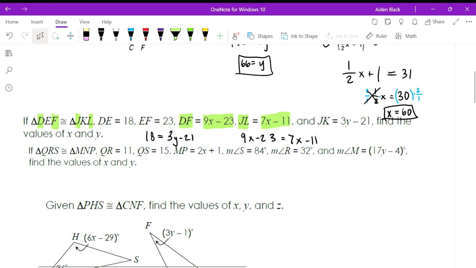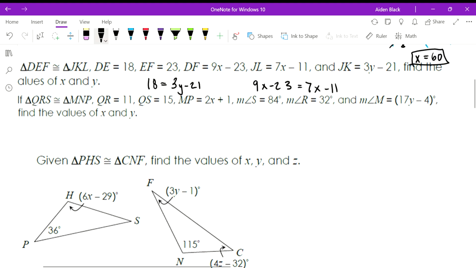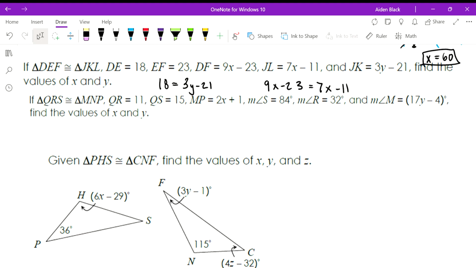And then you guys should be able to solve these equations from here. If you can't, please come into tutoring and get some help.